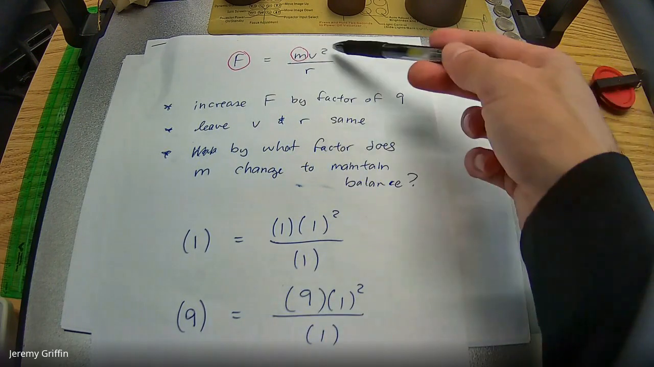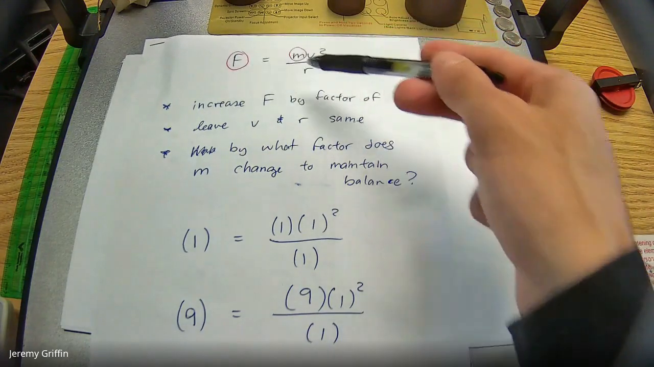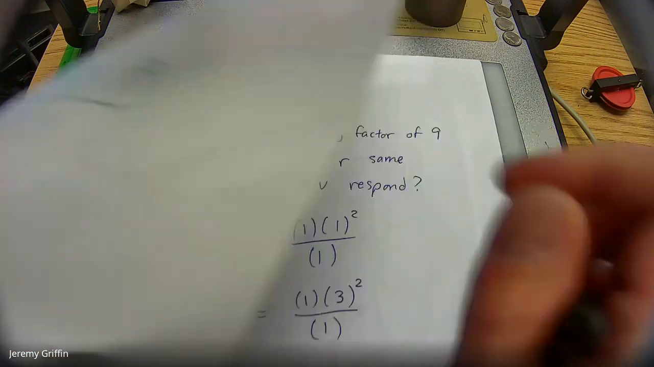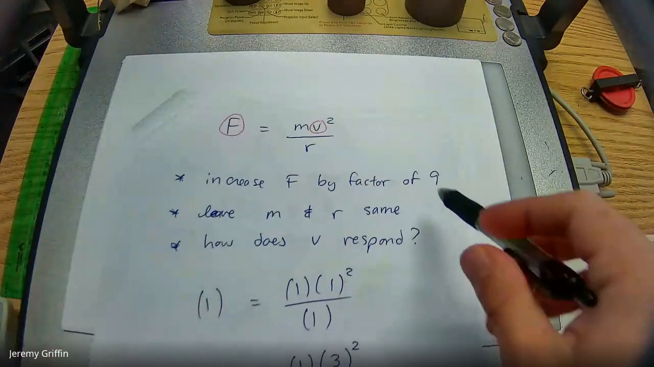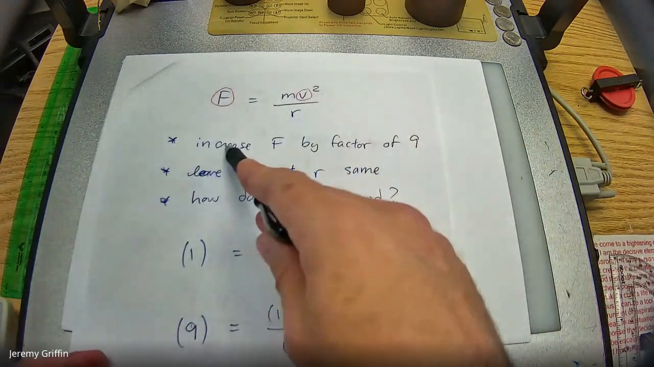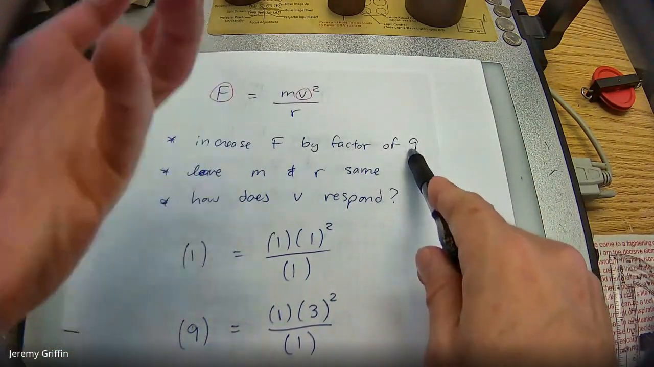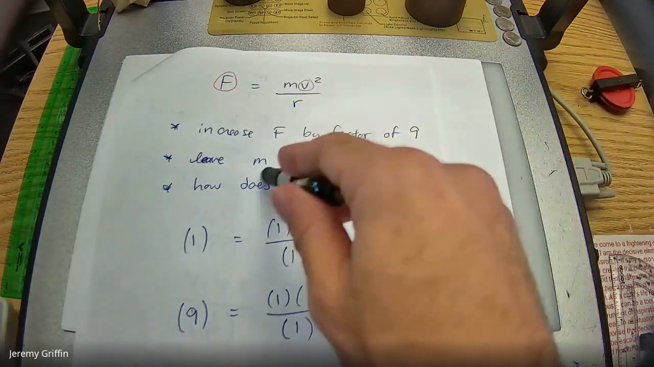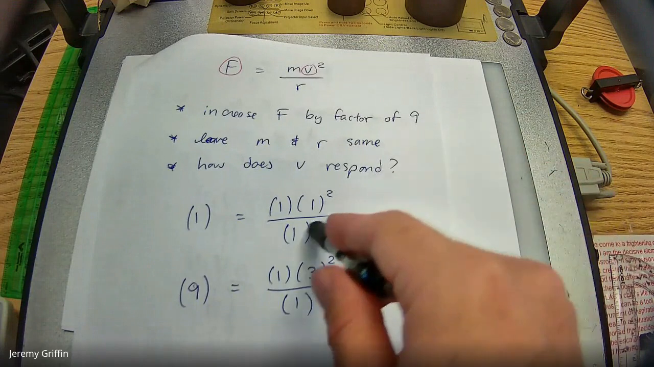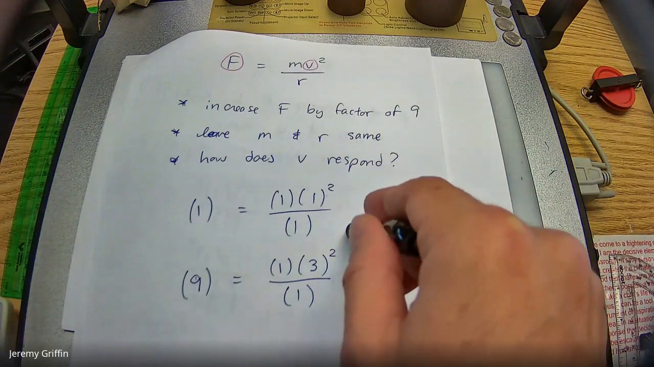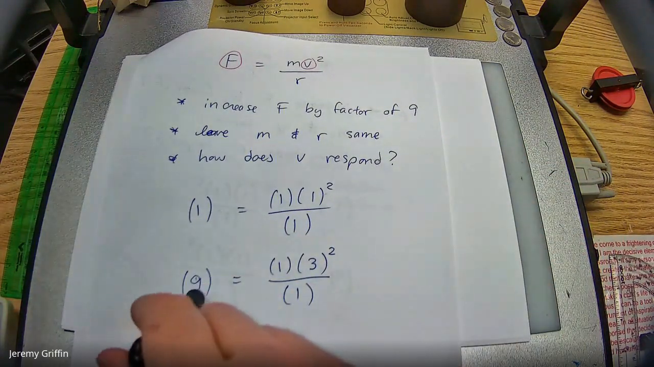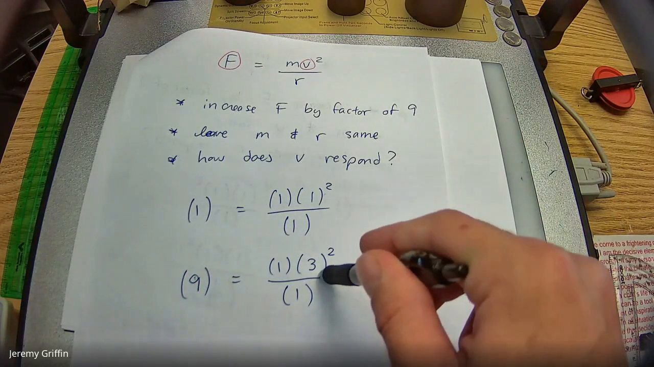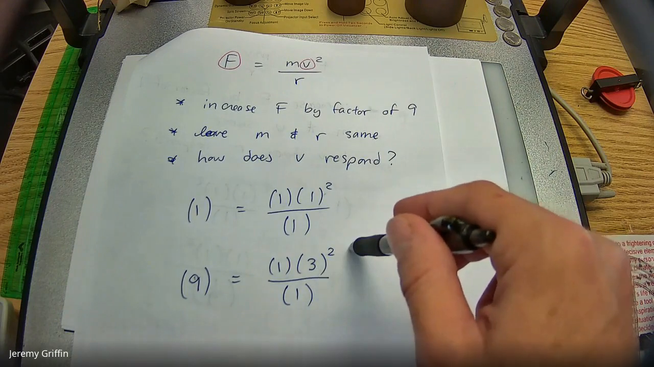Now that's a pretty straightforward example because force and mass are directly proportional. But what about some of the other relationships? Let's do a couple other examples. What's the relationship between F and V? Same idea, increase force by a factor of 9, so that hanging weight in your centripetal force lab. But this time let's leave M and R the same. How would V respond? You guys see that the speed would have to triple, go by a factor of 3, because 3 being squared would restore balance.